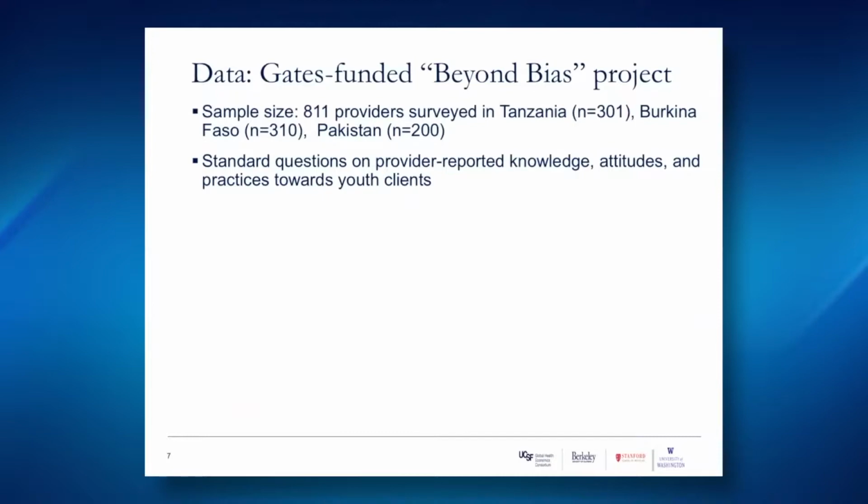But we asked the standard questions on provider-reported knowledge, attitudes, and practices towards youth clients. And this is where we worry there's a lot of desirability bias, but we wanted to start with the baseline there. Well, what do they tell us? And that was really interesting. I'll show you some of those results.